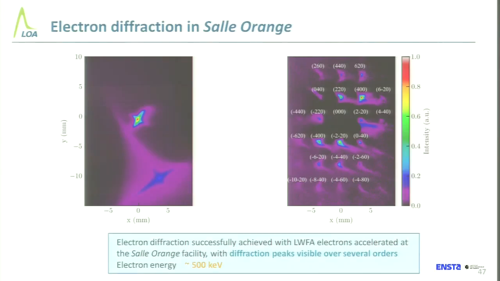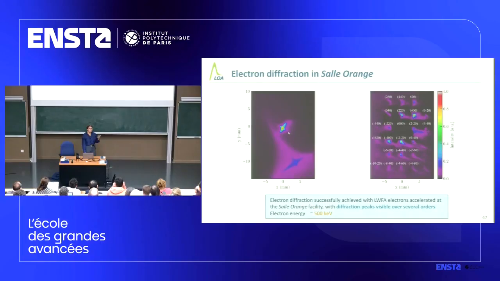And we managed to have a focal spot on our scintillator that you see here on the left. And when we placed the sample in the electron beam path, we managed to have an electron diffraction pattern with several peaks, with still good intensity. So we were very happy to have this kind of image. It was the first time that we got a diffraction image in Saint-Laurent.